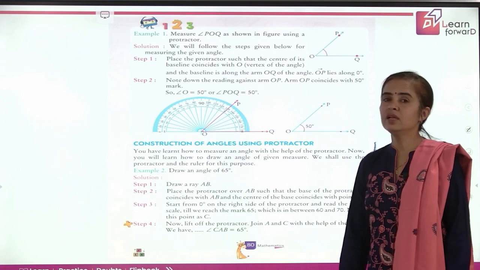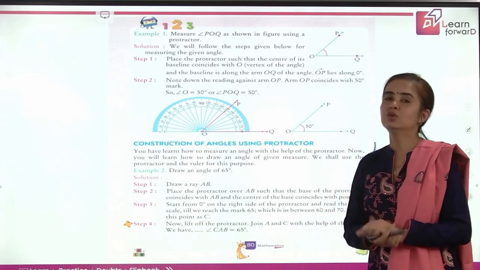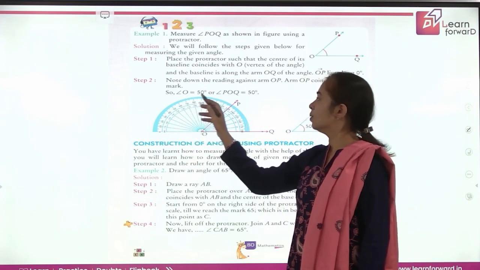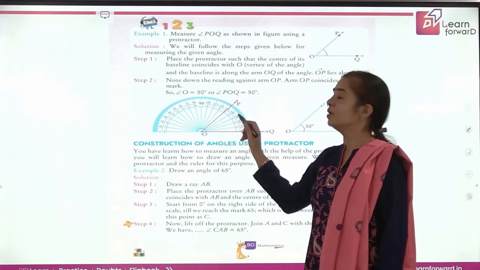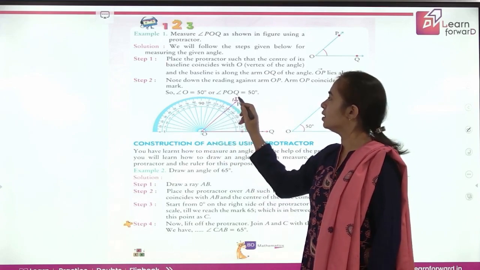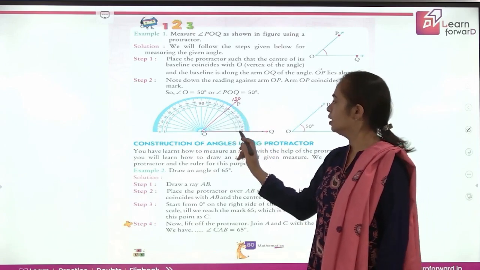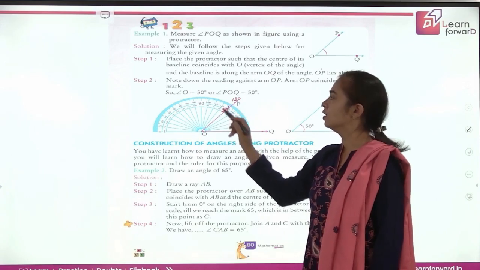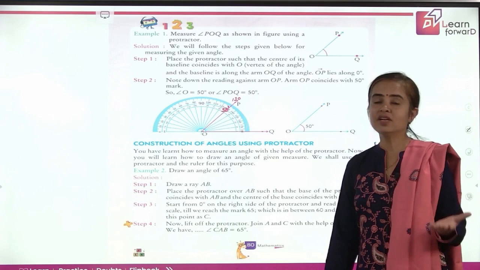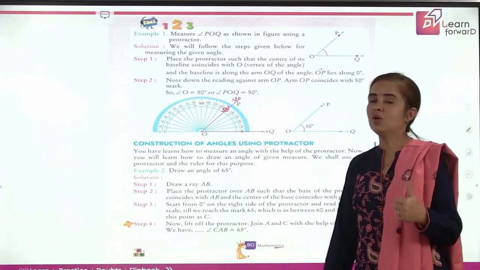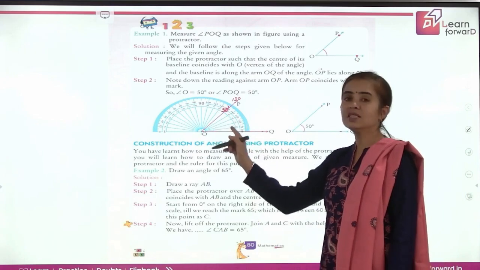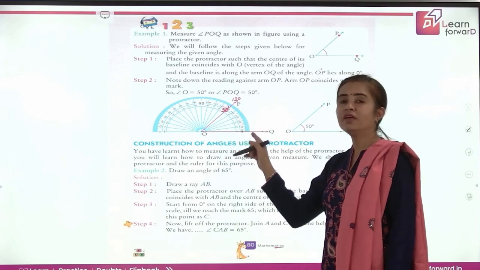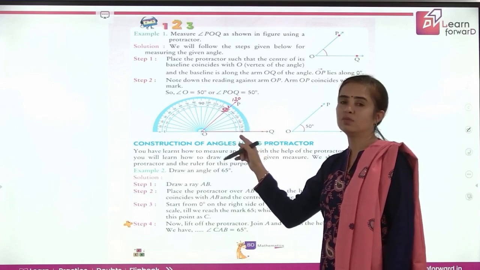Now, when you have to read, which scale to use, that is to be understood very nicely. Whether to start reading from 0 up to here, what do you see? The other arm is at number 130. But when you start reading from here, 0, 10, 20, you see that this arm is just at 50. So, which one is the correct reading, 50 or 130? Now, try to understand that this baseline, wherever it touches 0, we'll start reading ahead from 0 on that side.